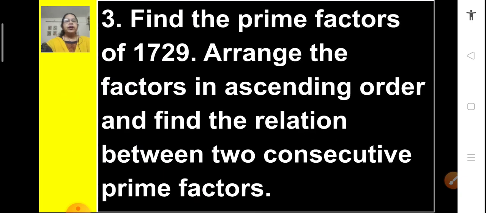Now problem 3, find the prime factors of 1729, arrange the factors in ascending order and find the relation between two consecutive prime factors. So first you have to do the prime factorization of 1729 and arrange the factors in ascending order and find the relation between two consecutive prime factors.